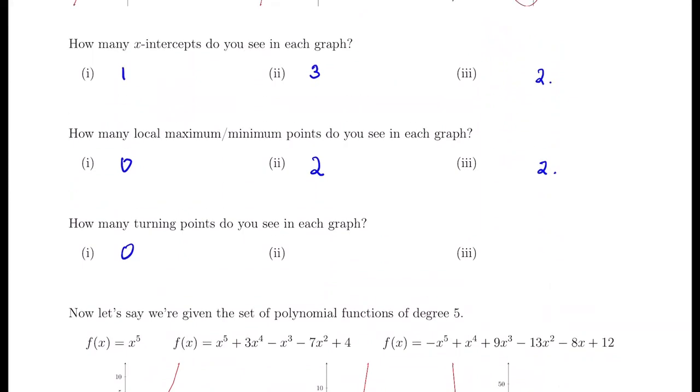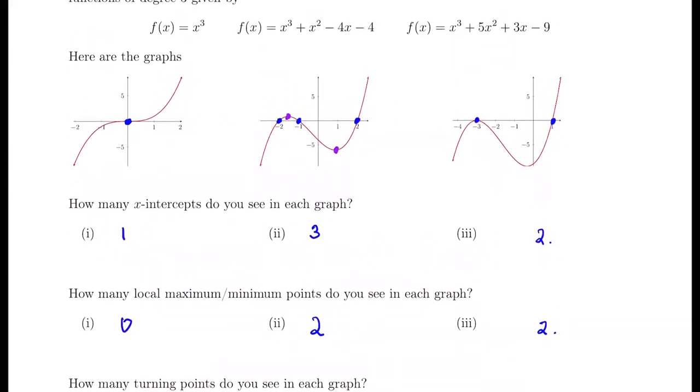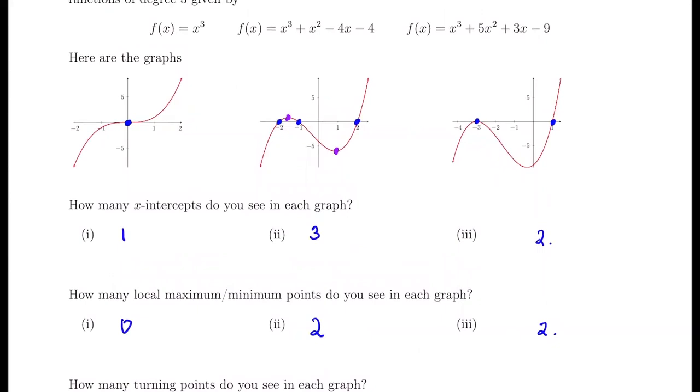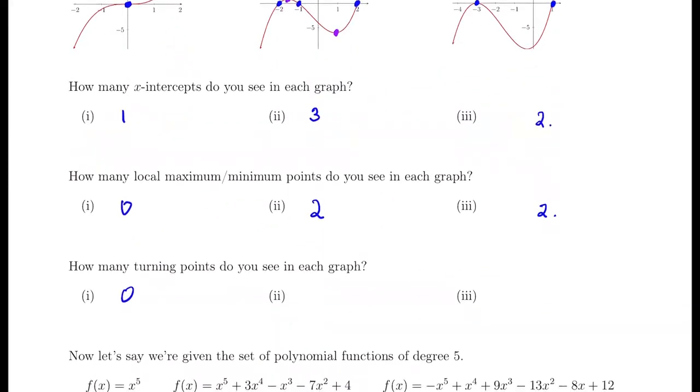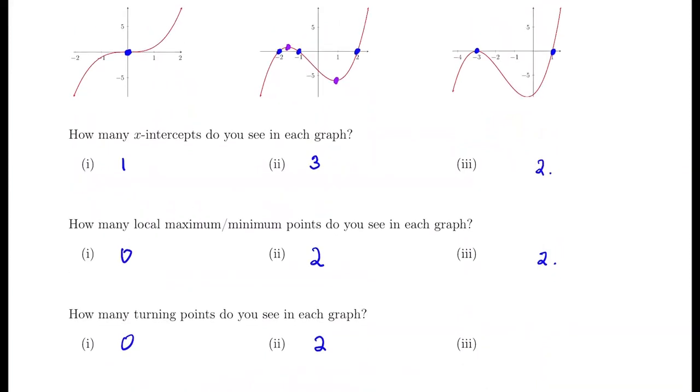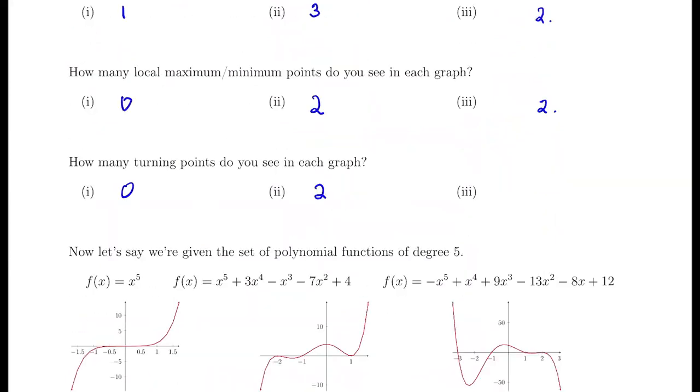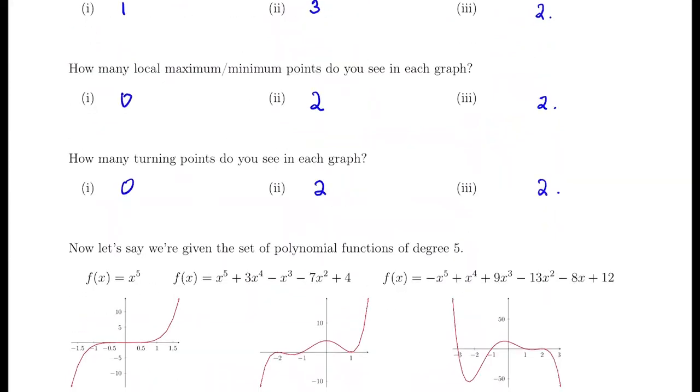And then for the second graph, we would see that there are 2 turning points, because one is increasing, then decreasing, and then decreasing and then increasing later on. So that means we would have 2 instances where the function is turning. And then for the third graph, we would also see 2 turning points here. So 1 turning point here, and then another turning point there. So we have 2.